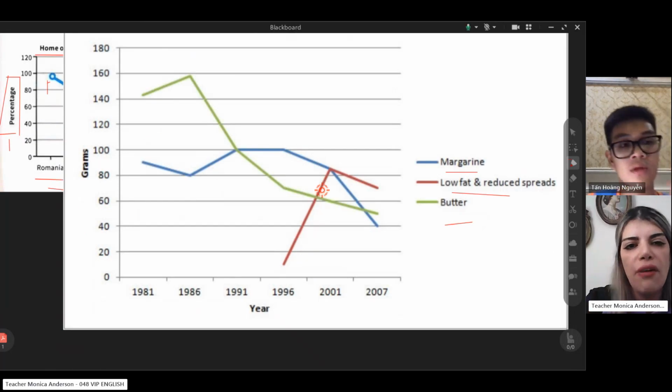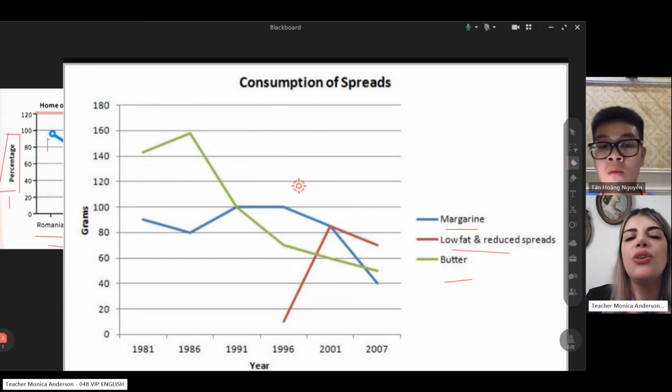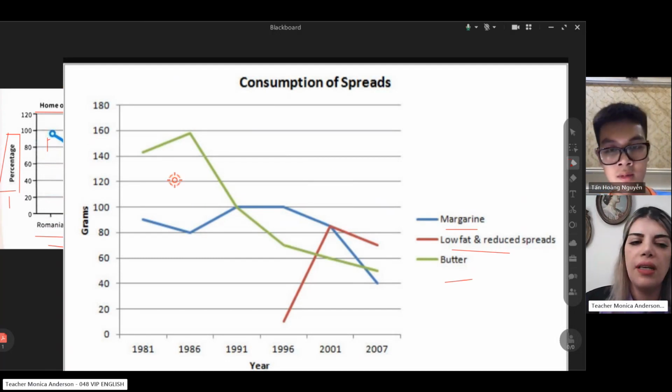This is the first line, or can be our introduction. Introduction is a paraphrase of the question, so you need to mention what the line graph is about. So this is the first line.